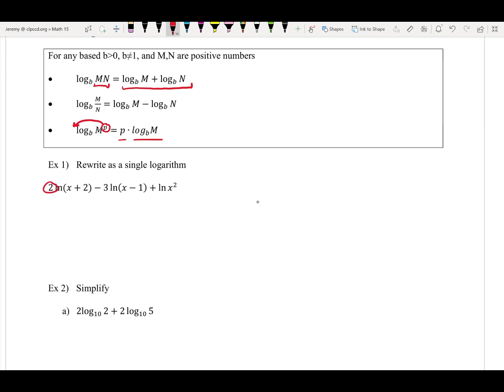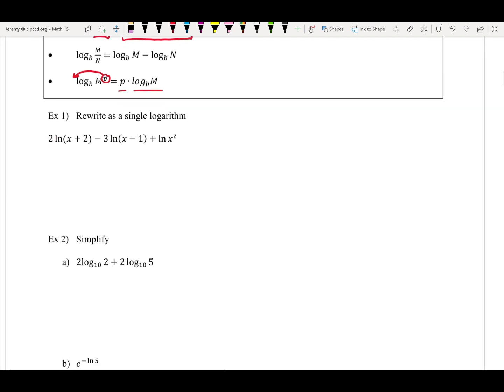I see a factor of 2, I see a factor of 3. So I might rewrite those individual terms, turning those factors into exponents. So for example, this first term I could write as the natural log, let me get black ink here. I could write this as the natural log of x plus 2 squared.